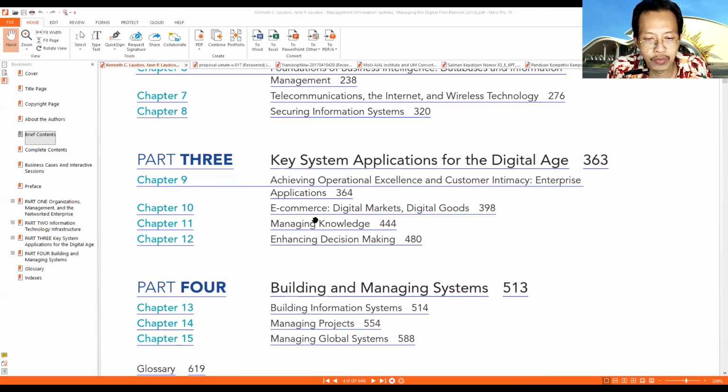Here, the next one would be about e-commerce, which includes, for instance, business to business commerce, business to consumer commerce, and consumer to consumer commerce. And if you add on, you can talk about the government, the e-government systems also.